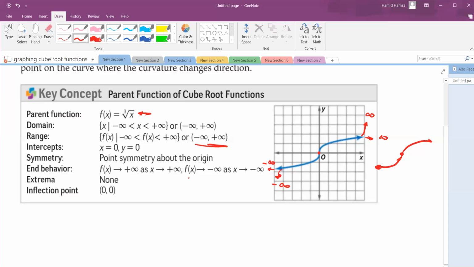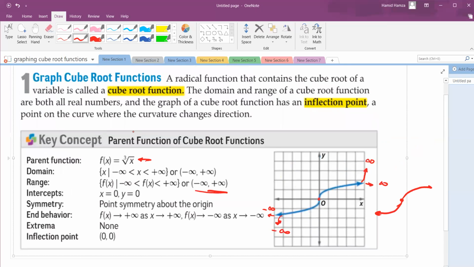The end behavior, I think we studied before. As x approaches infinity, y approaches infinity. And the other end, as x approaches negative infinity, y also approaches negative infinity. So this is the parent function. And the translation or transformation will apply on this function, like we always did with the previous functions.